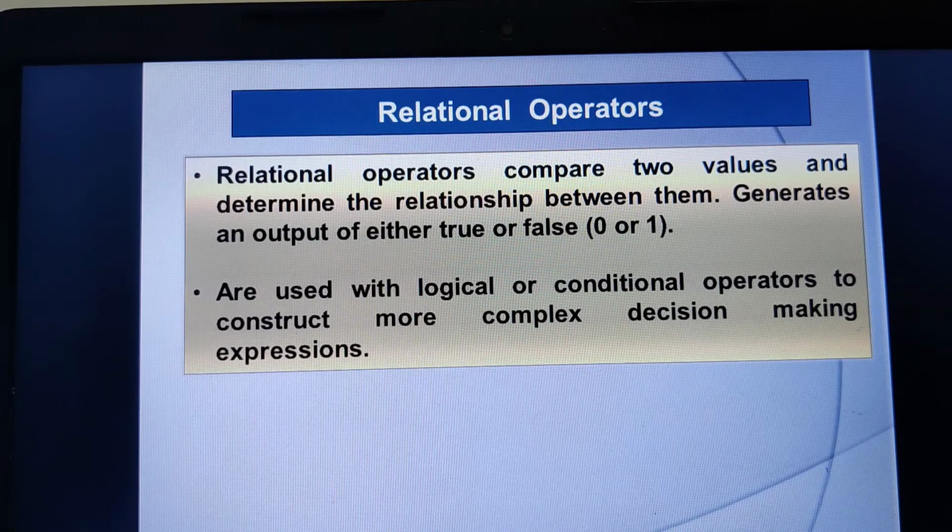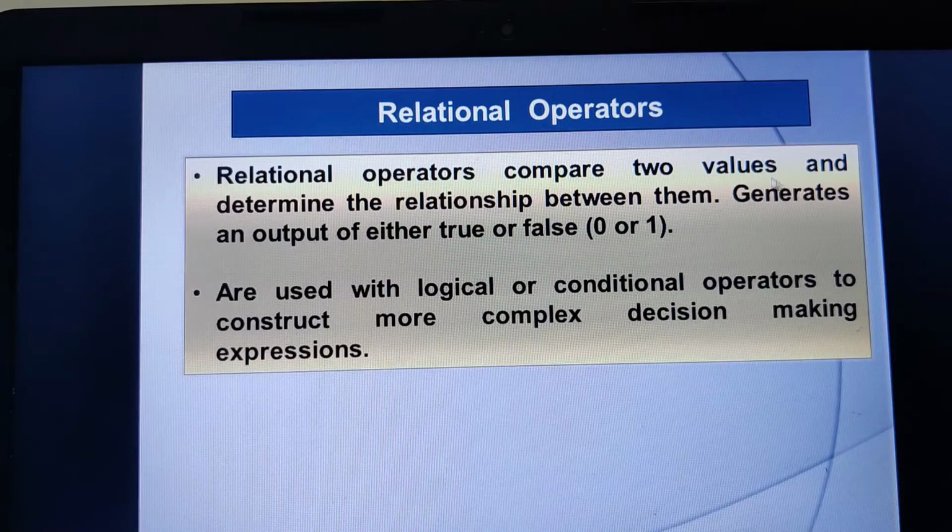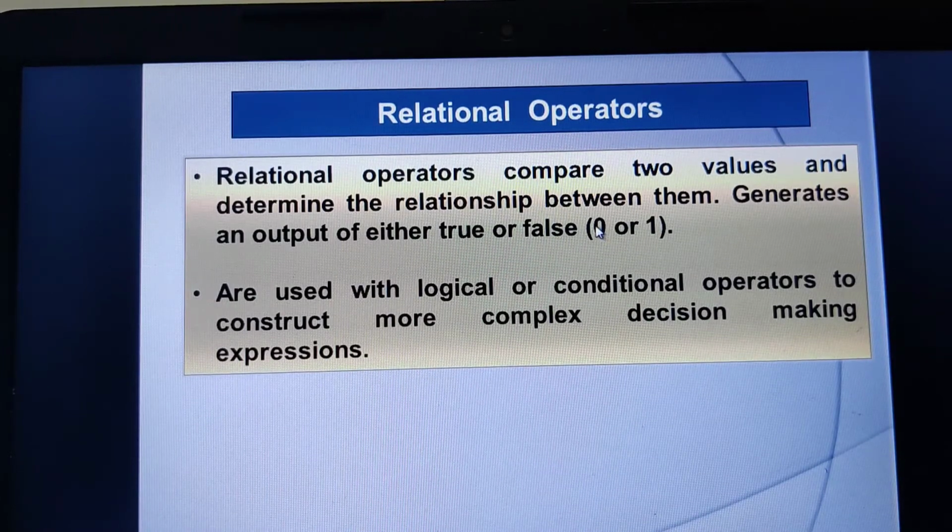And usually what answer will it generate? It can give only true or false. True means the value 1. False means the value 0. You should understand, true always means the value will be 1.